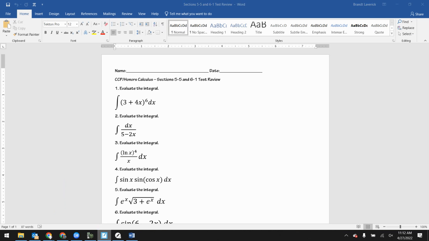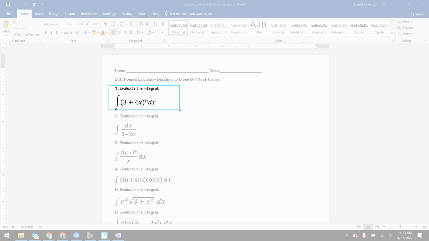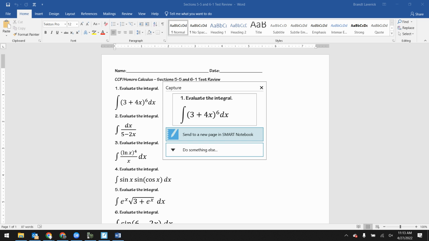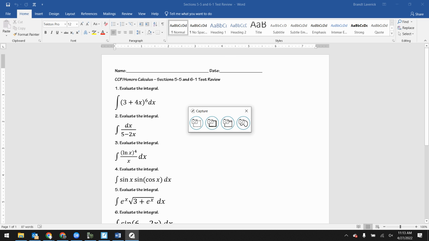And we're back. All right, let's get going. Come on, there it is. Number uno. Evaluate the integral.